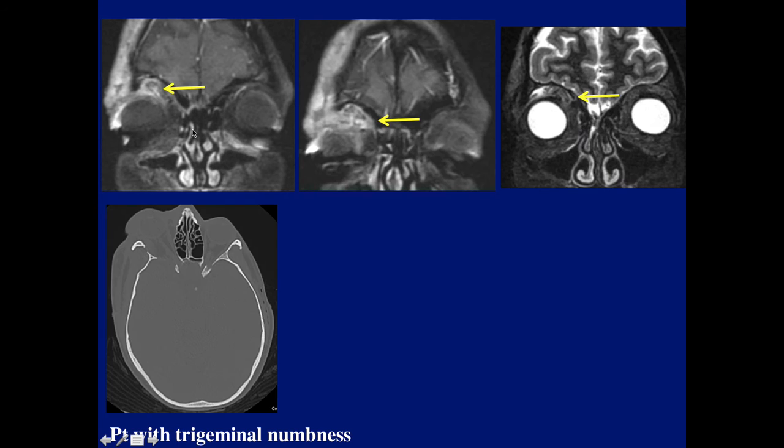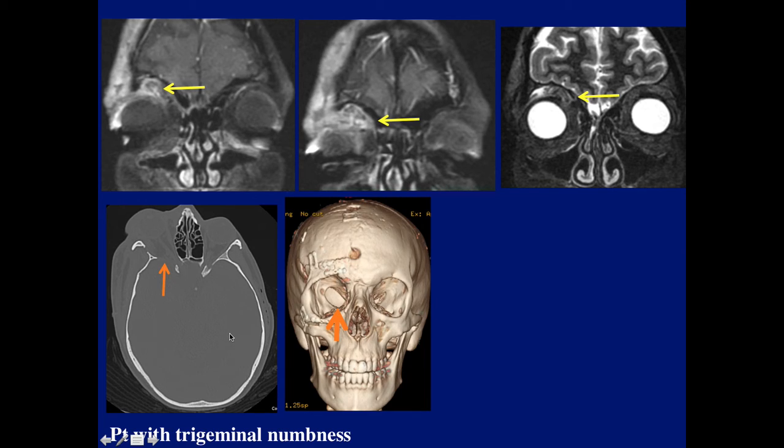Patient presented with trigeminal numbness, lesion here. Here it is on T2, enhancing. Why am I showing the axial CT? Bone erosion, as Ben says, correct. This is the normal superior orbital fissure. This is a massively enlarged superior orbital fissure.